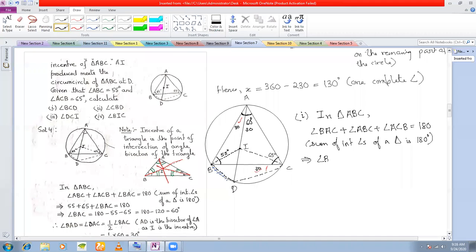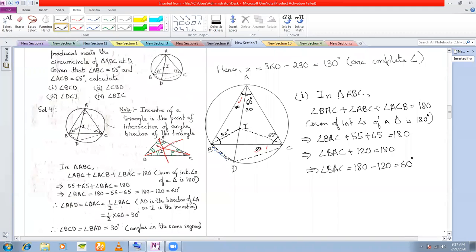That means angle BAC plus 55 plus 65 must be equal to 180. That means angle BAC plus 120 is equal to 180. That means angle BAC is 180 minus 120, which is 60 degree. So you have found out angle BAC. Okay, the unknown angle in this triangle ABC. So therefore, what should be this angle? Angle BAD, the ticked angle.